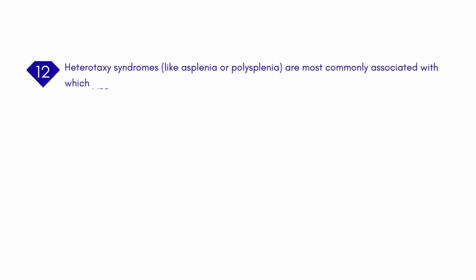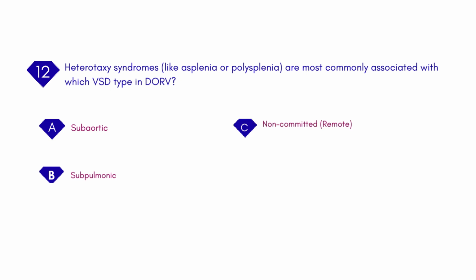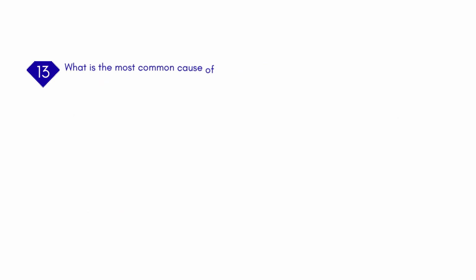Heterotaxy syndromes, like asplenia or polysplenia, are most commonly associated with which VSD type in DORV? A. Subaortic. B. Subpulmonic. C. Non-committed, remote. D. Doubly committed. Answer: C. Non-committed, remote.